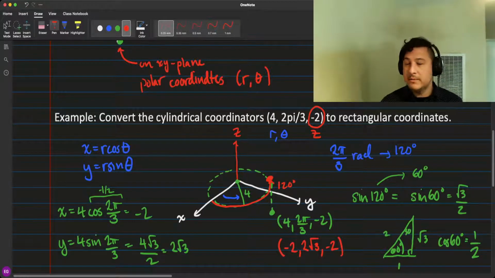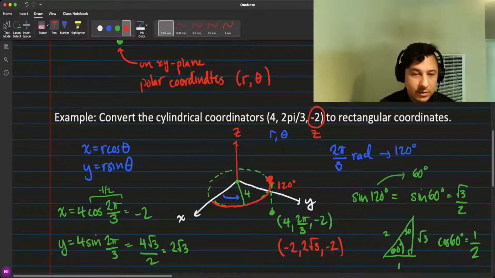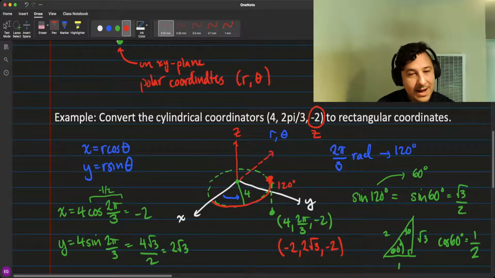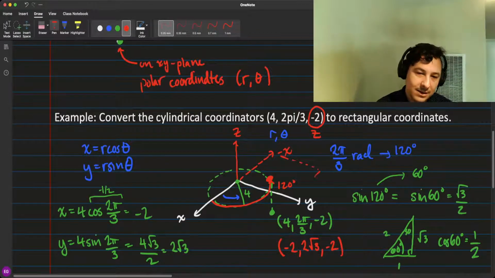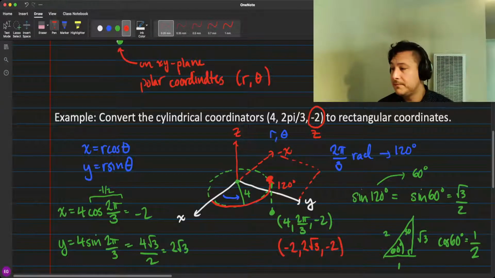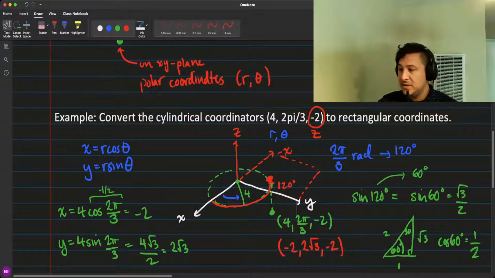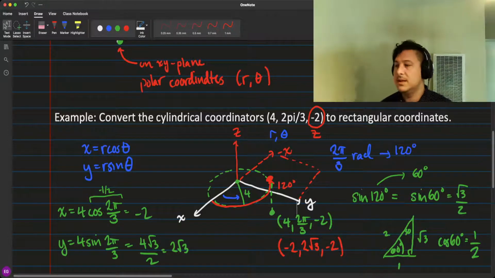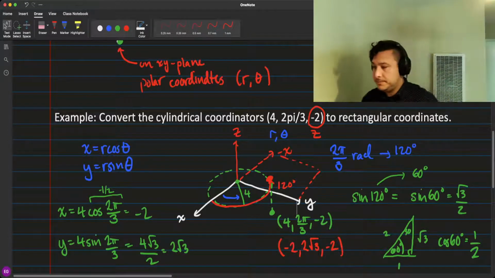And that actually makes sense from how I've drawn this. Because if you look at that point on the xy plane, you can see that it has a negative x value, right? Because it ends up in this quadrant over here. It has a negative x value and a positive y value, and the z value is the same. So you move -2 in the x direction, you move positive 2 root 3 in the y direction, and then you move down -2 in the z direction.